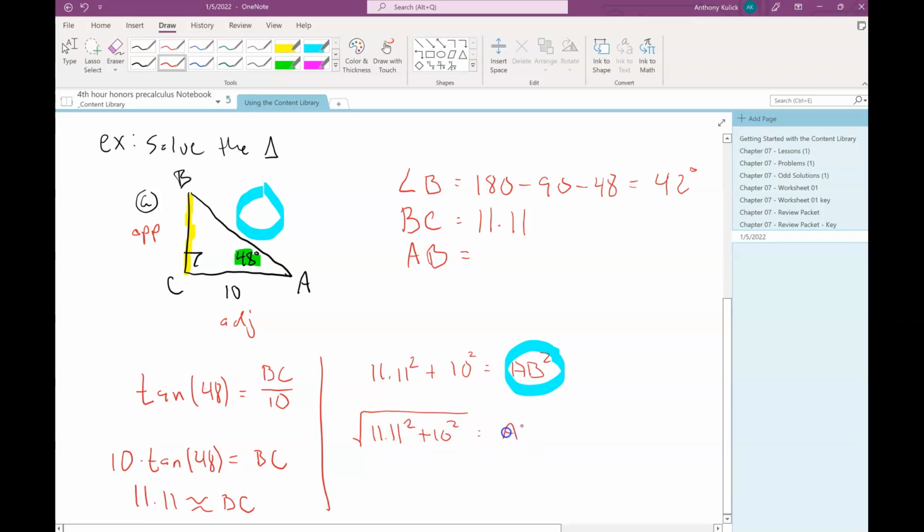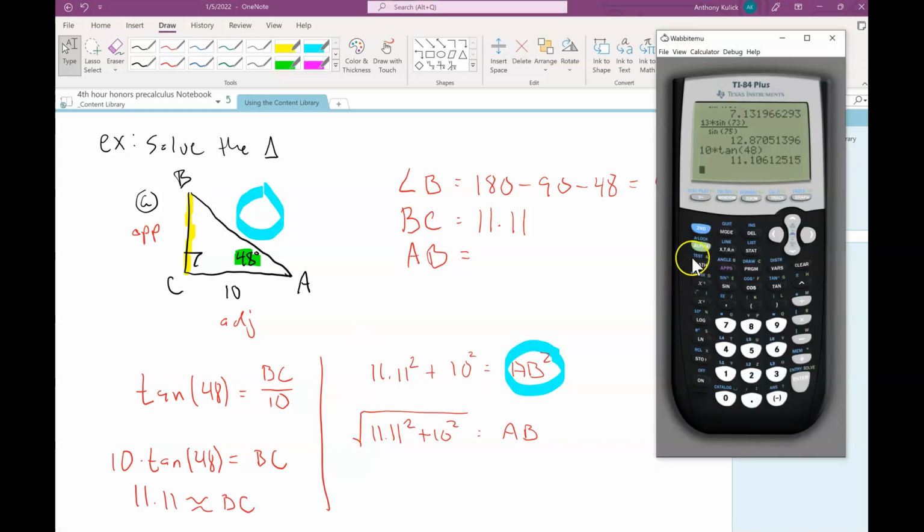A couple of things to note here. 11.11 squared plus 10 squared is not equal to 21.11 squared. You can't add them and keep the squareds. You're violating the order of operations. You have to do the exponent before you do the addition. A second possible mistake is that the square root of 11.11 squared plus 10 squared is not 11.11 plus 10. We cannot distribute a square root.